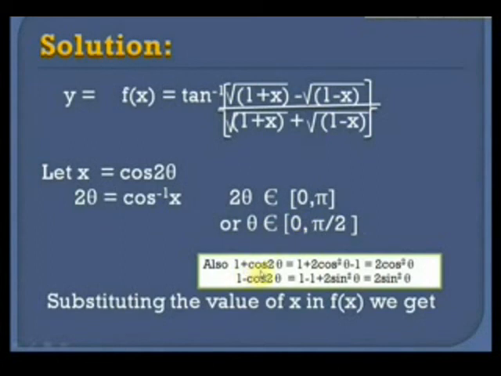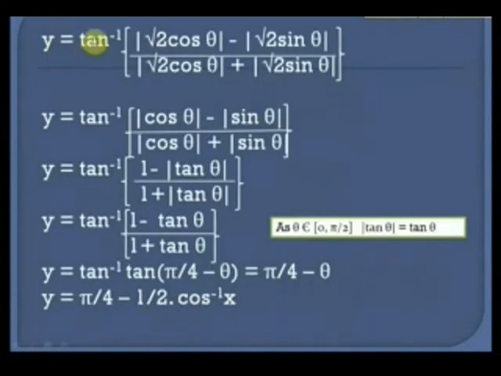Now we also know that 1 plus cos 2 theta is equal to 1 plus 2 cos square theta minus 1. 1 and 1 get cancelled and what we get is 2 cos square theta. Similarly, 1 minus cos 2 theta is equal to 1 minus 1 plus 2 sin square theta, which is equal to 2 sin square theta. Substituting the value of x in f x, we get y equal to tan inverse of modulus of root 2 cos theta minus modulus of root 2 sin theta, whole divided by modulus of root 2 cos theta plus modulus of root 2 sin theta.